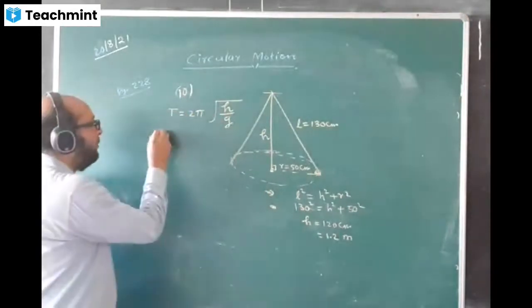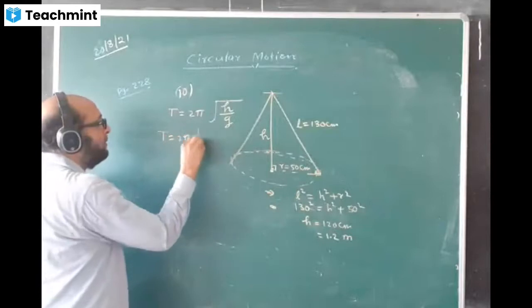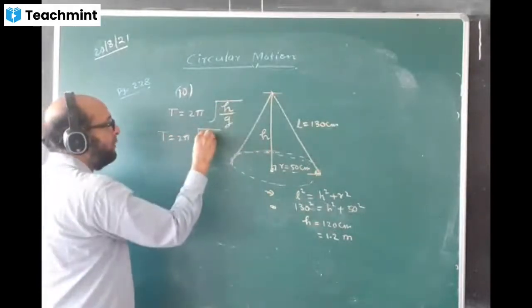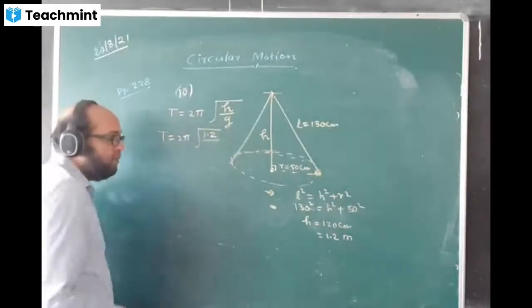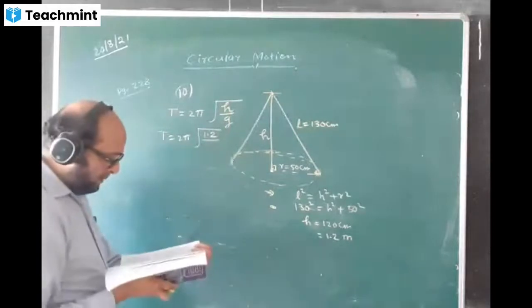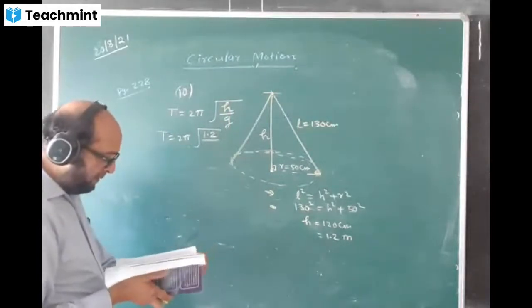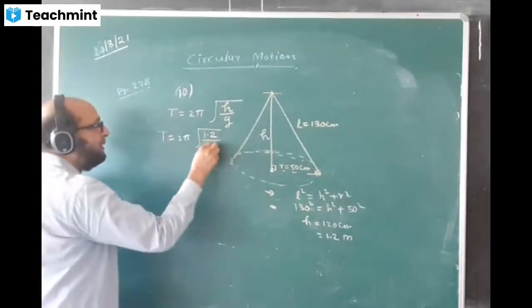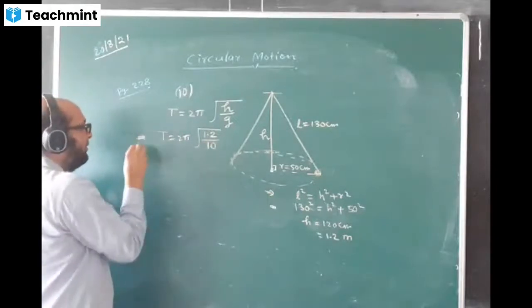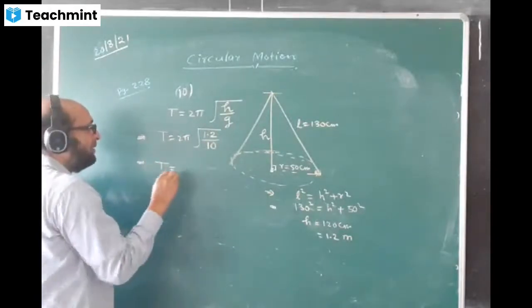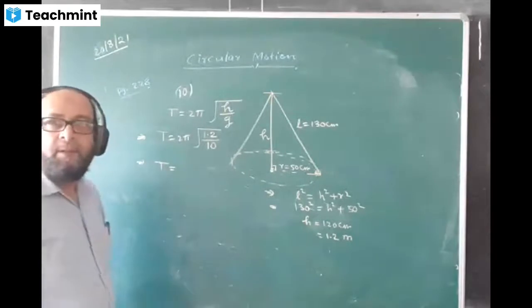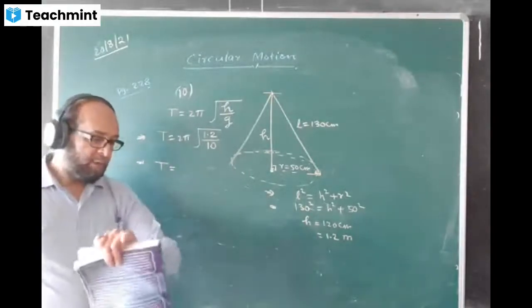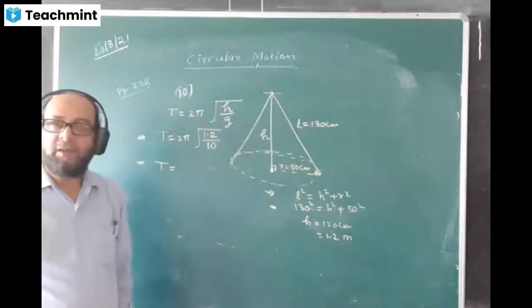I'll put the value now. 2 pi square root, h value I'll put 1.2. The g value is given in the question. If not given, we will take 10. It is not given, so I'll take 10. Calculate and tell me what answer you get. Calculate and let me know the answer. What answer do you get?